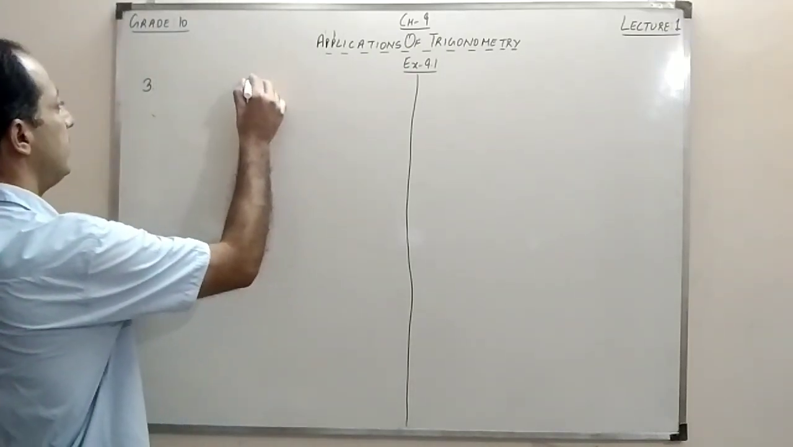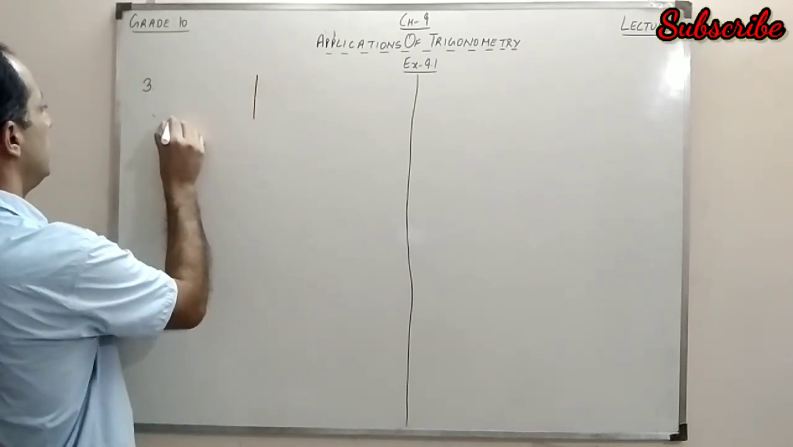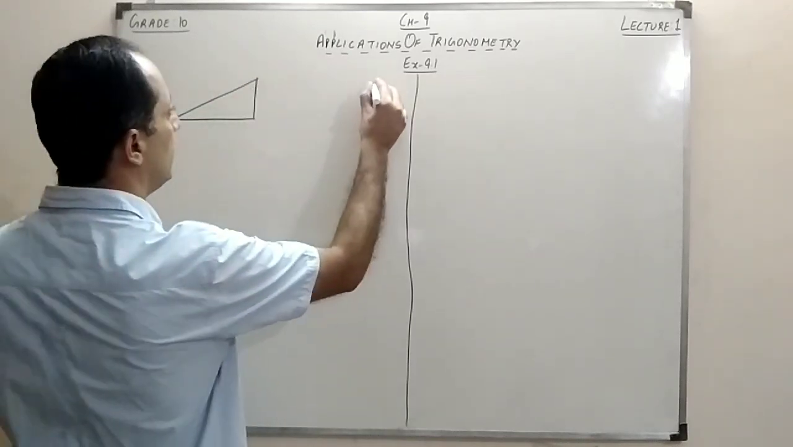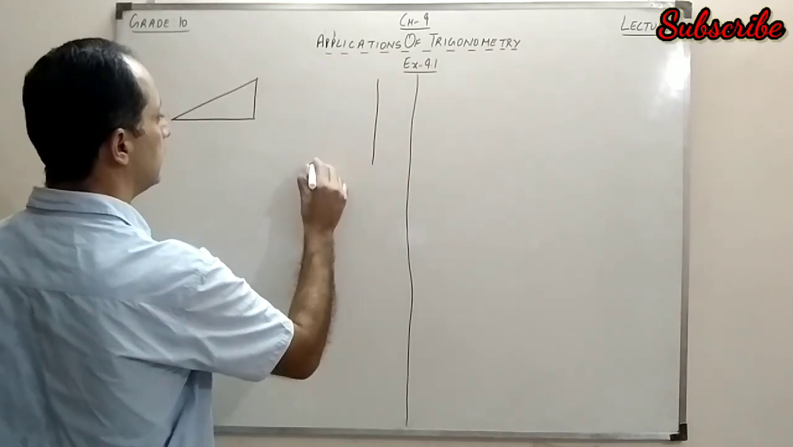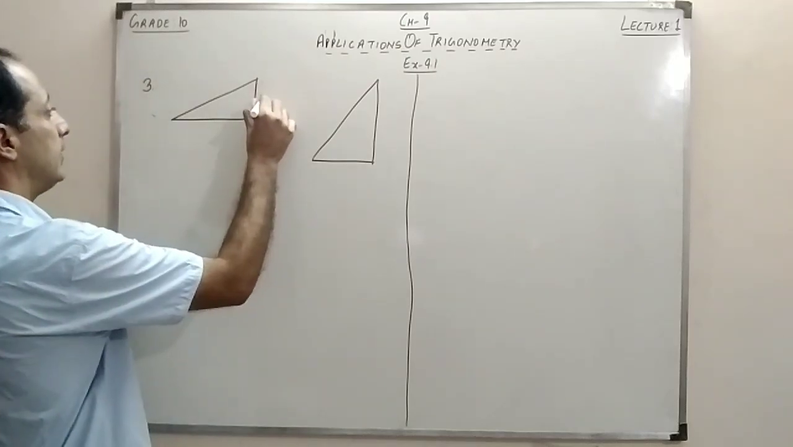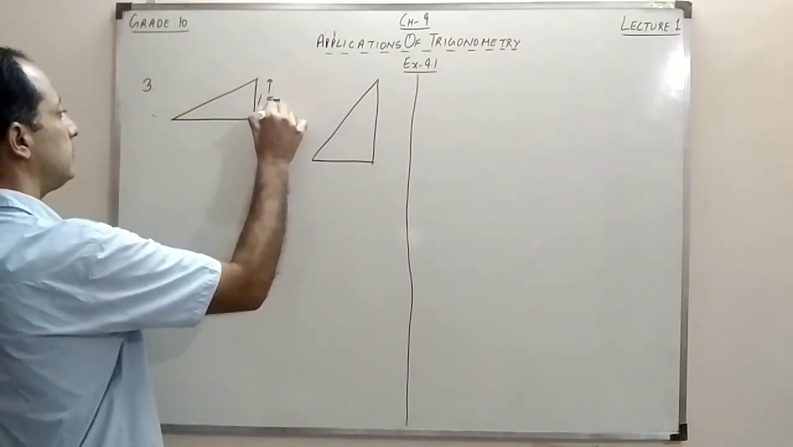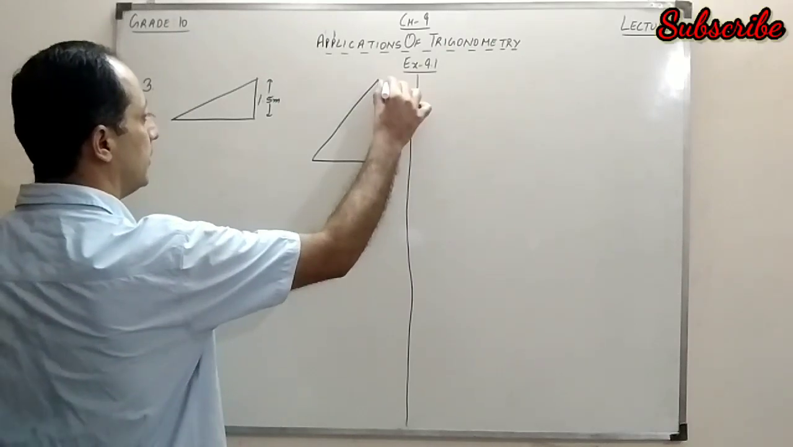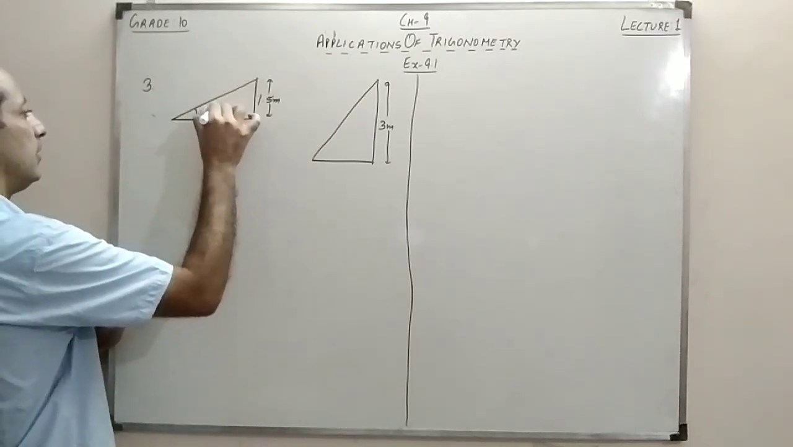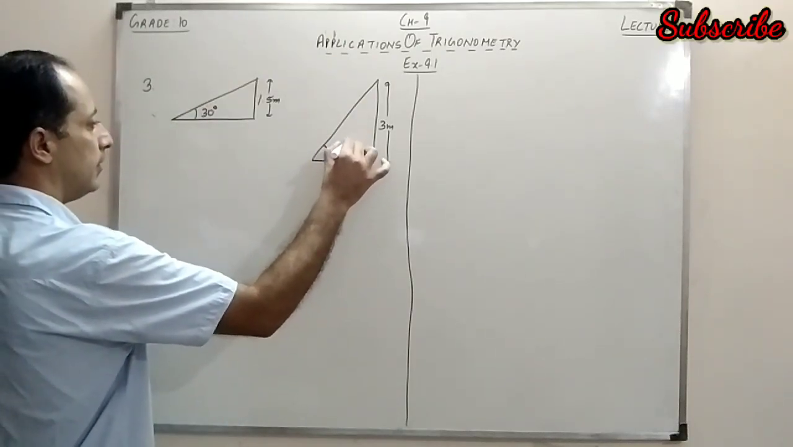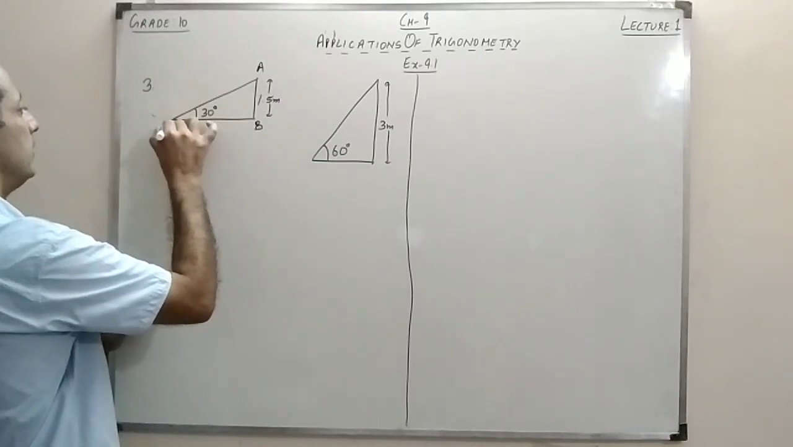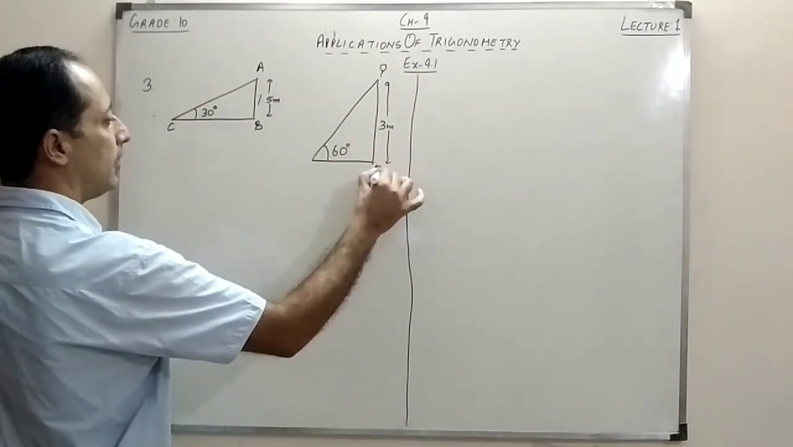So we have 2 slides. One is this one, something like this, and the other would be something like this. So this is at a height of 1.5 meter and this is at a height of 3 meters. Now here the angle is 30 degree and here the angle is 60 degree. Now I just give the name A, B, C and let's give this name as PQR.